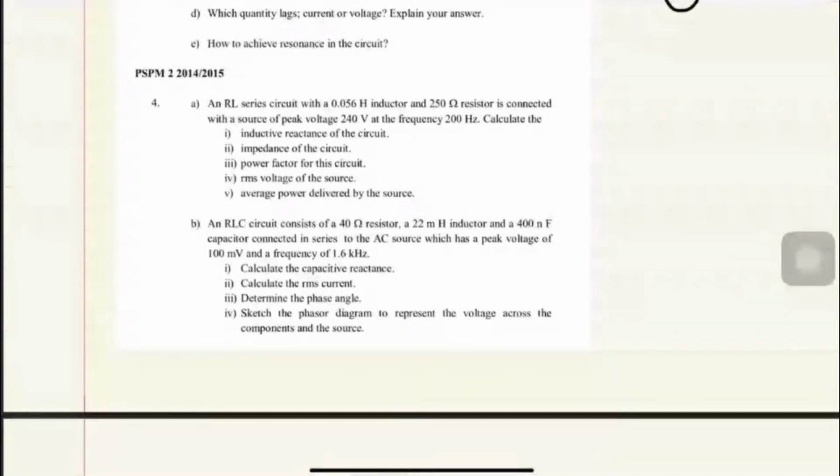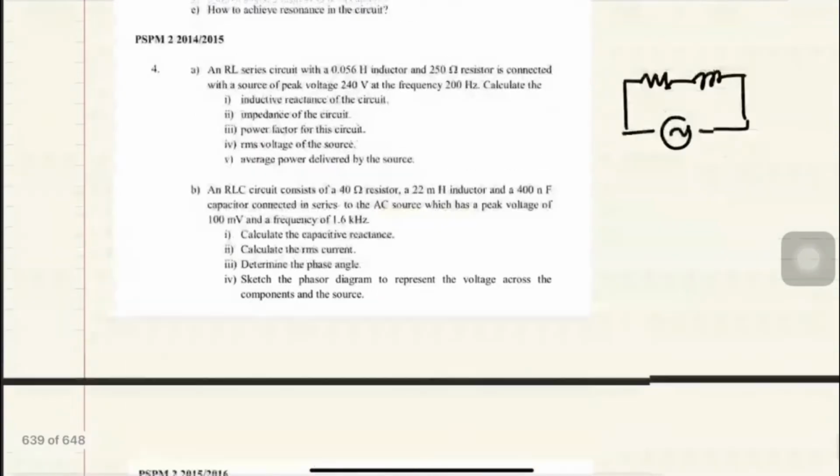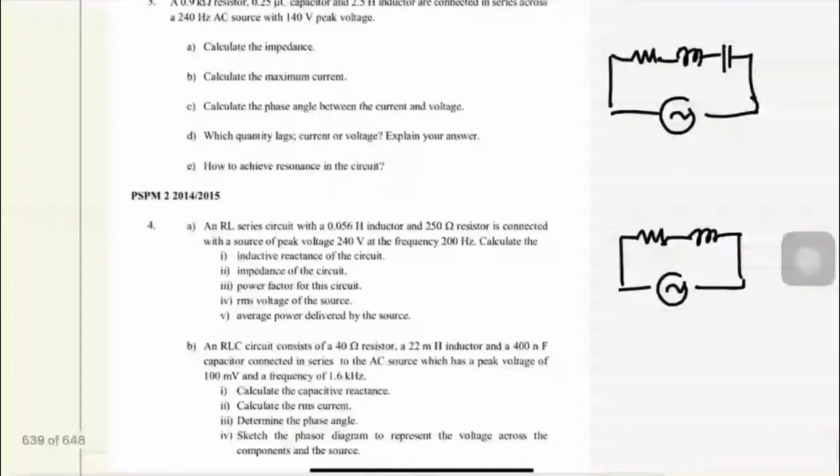Okay, yang keempat ni dikasih RL circuit. So dia memang cakap dalam soalan. So R, L circuit. Question number B tu, 4B is RLC circuit.